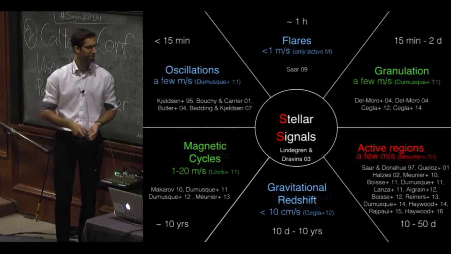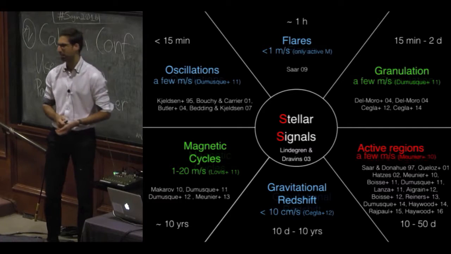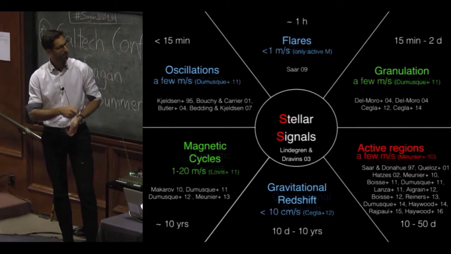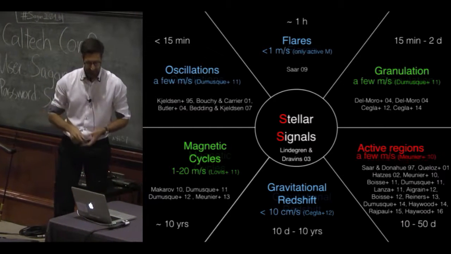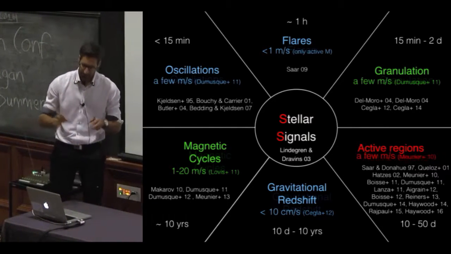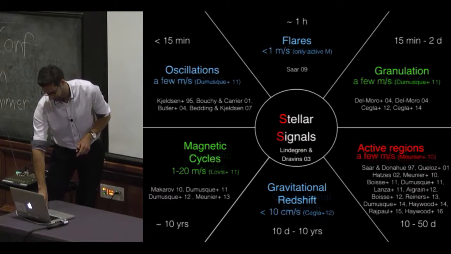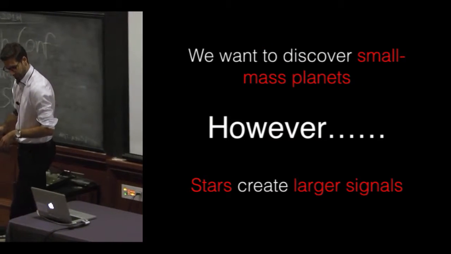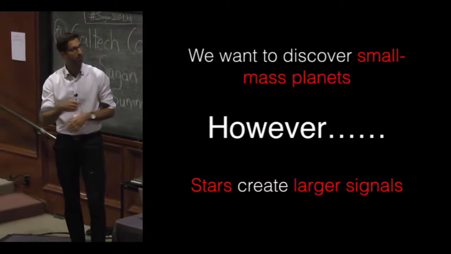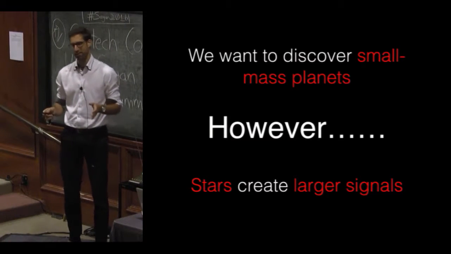Then gravitational redshift, but it's an effect that is extremely small. And then magnetic cycle over the long term. But in the case here, it's green because we already have a few ways to correct for it. It's perhaps not perfect, but it's already a good start. So what we want to do when we observe a star with the radial velocity technique is find planets.